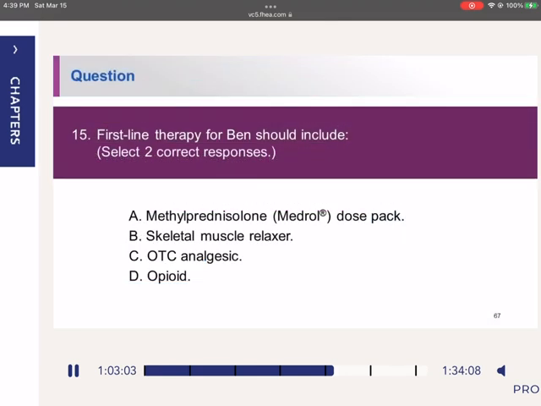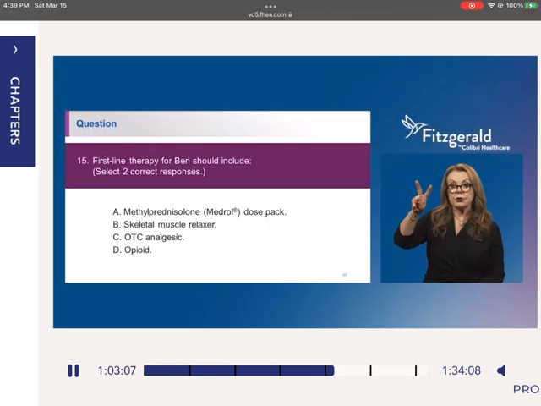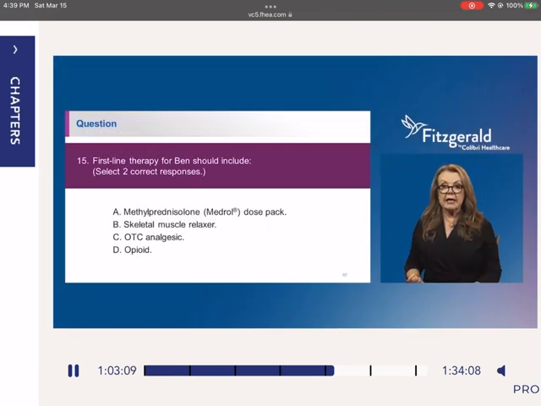So question 15, first line therapy for Ben should include, and you're going to choose two correct responses: A, methylprednisolone dose pack, i.e. Medrol dose pack; B, skeletal muscle relaxer; C, over-the-counter analgesic like ibuprofen or acetaminophen; D, opioid. Well, you know what? This gets into the whole idea of not only correct responses, but best responses.